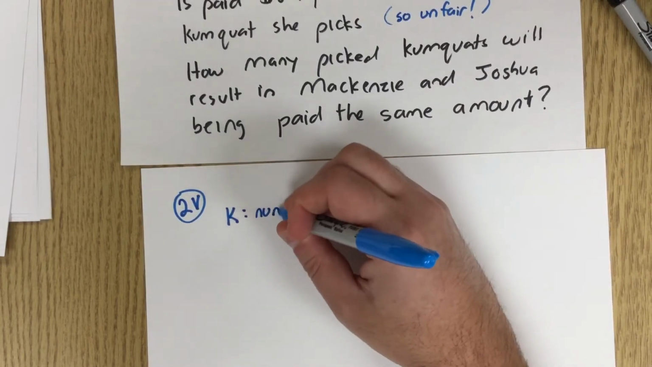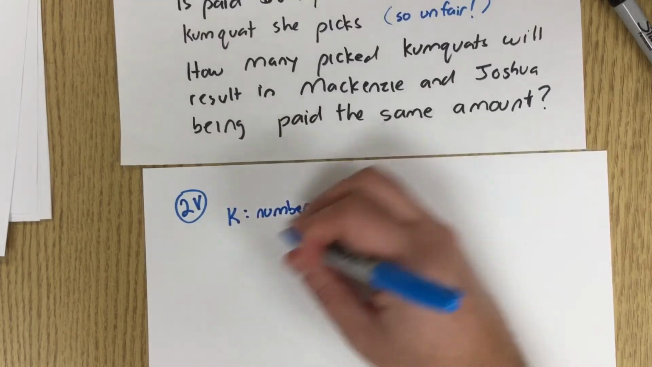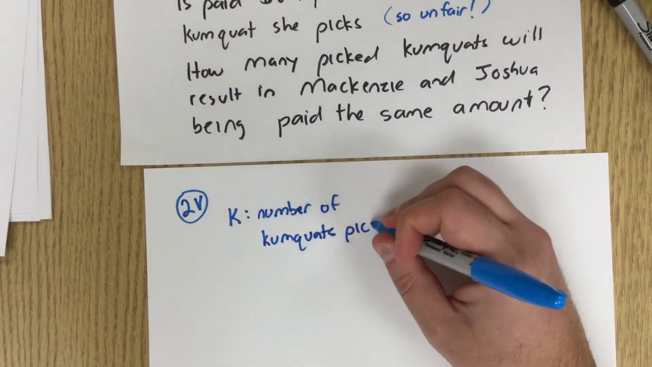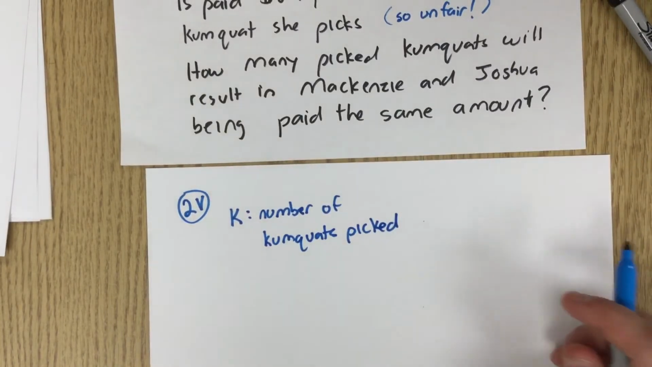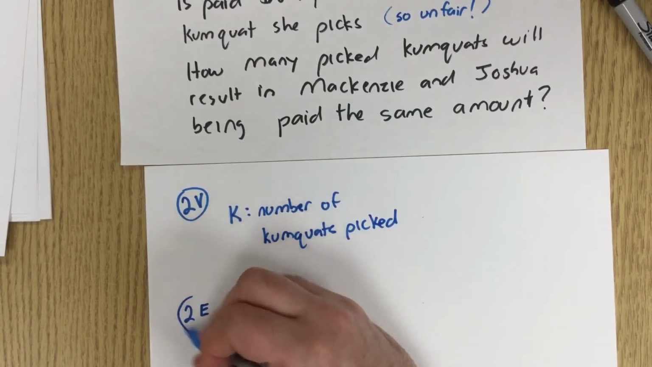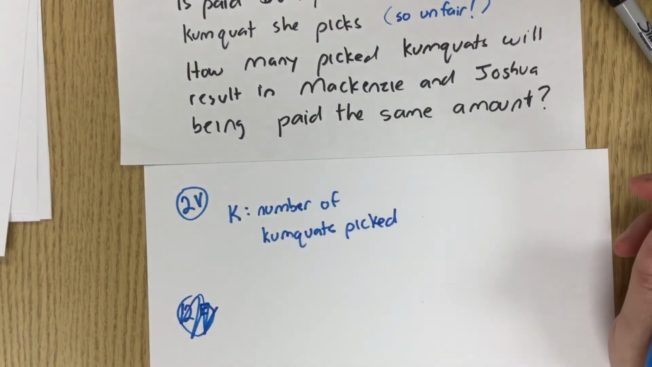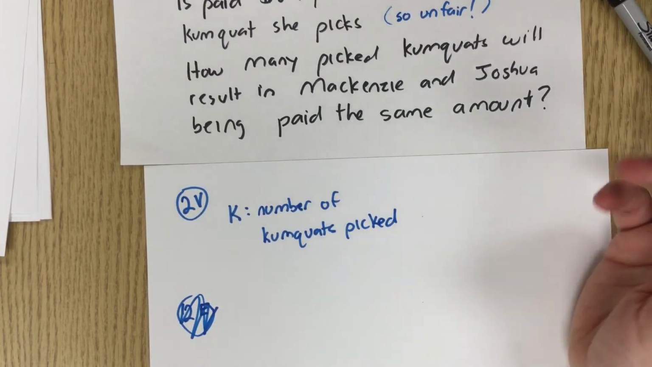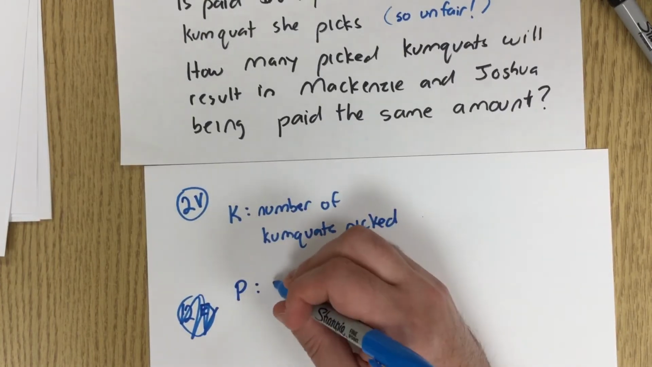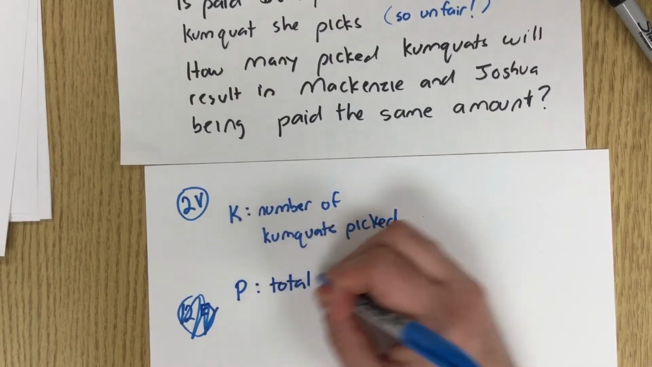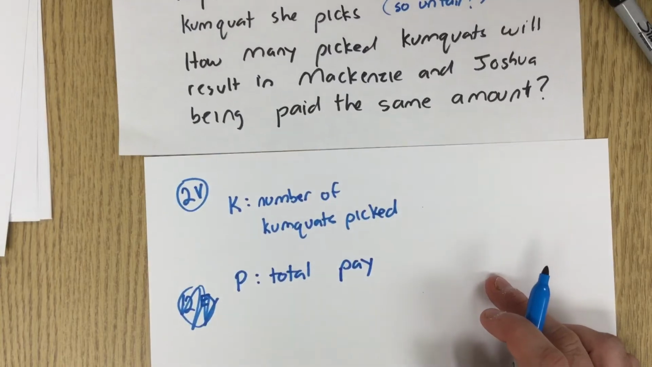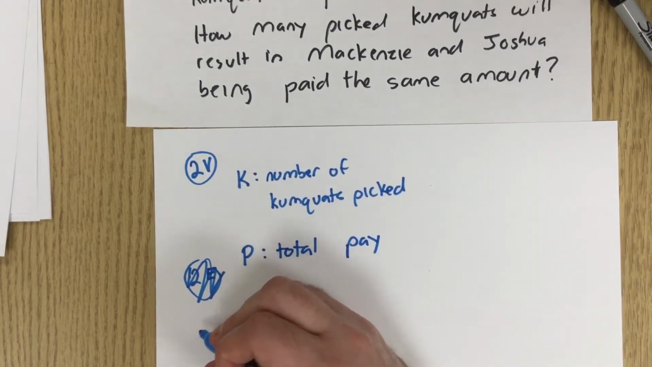number of kumquats picked. And to equate, no, we need another variable, sorry. So the other variable would be, the thing that we don't know, is actually how much they're paid. So we'll say P is the total pay. So K is the number of kumquats picked, and P is the total pay. And now we need our 2 equations.